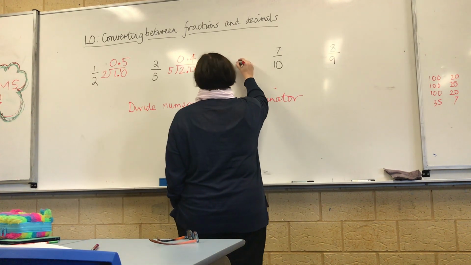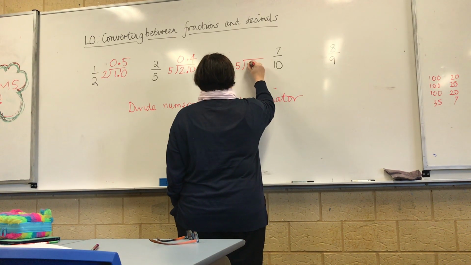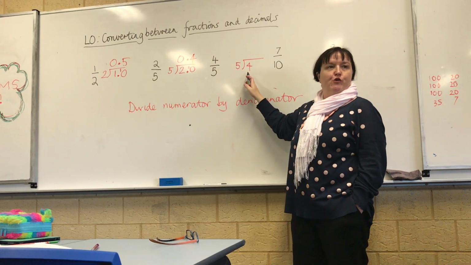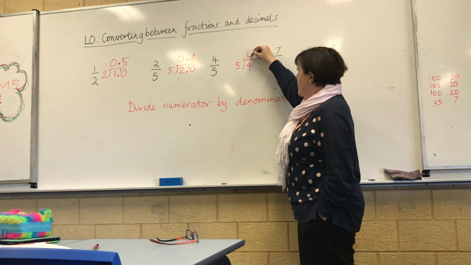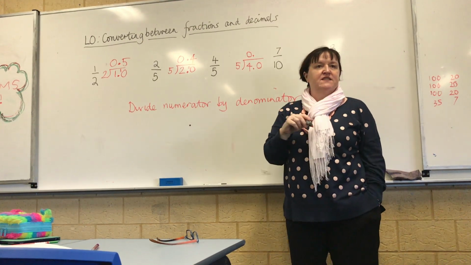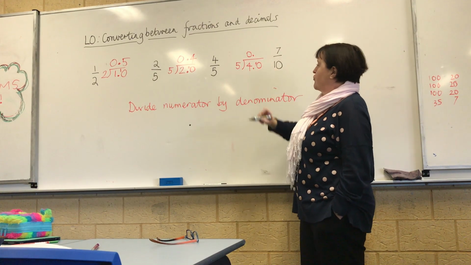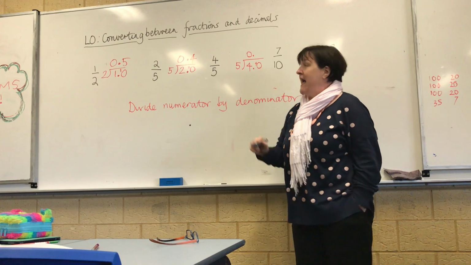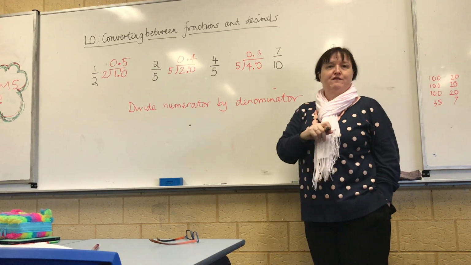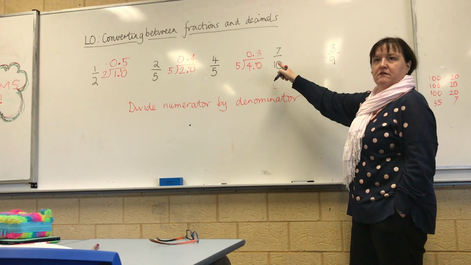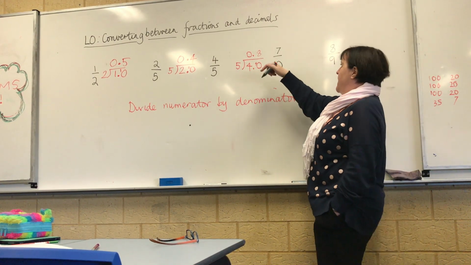Okay, 4/5. 5 into 4. Again, how many 5's in 4? None, that's right. So we put the 0 with the decimal point, and add another 0, and carry the 4 across. How many 5's in 40? 8. So 0.8. Oh, sorry, 0.8.